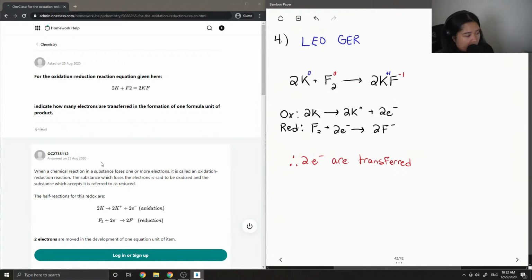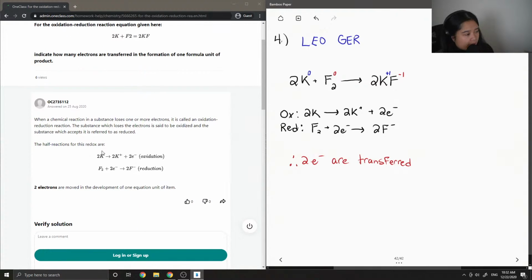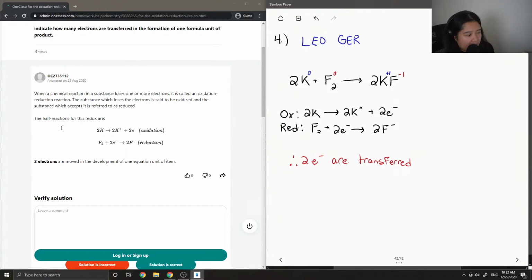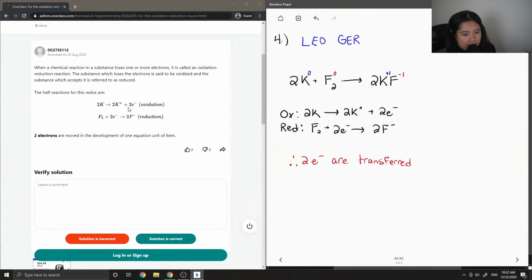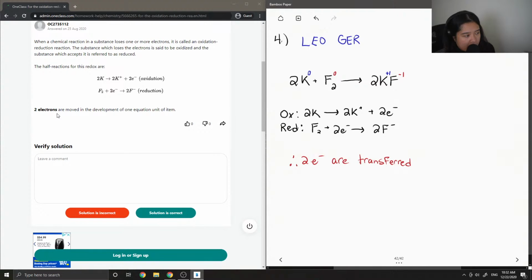Okay, so let's see what the junior tutor said. When a chemical reaction in a substance loses 1 or more electrons, it is called an oxidation reduction reaction. The substance which loses the electrons is said to be oxidized, and the substance which accepts them is referred to as reduced. The half reactions for this redox are 2K makes 2K plus plus 2 electrons, and F2 plus 2 electrons makes 2F minus. So 2 electrons are moved in the formation of 1 formula unit of product. Yep, so the solution is correct.